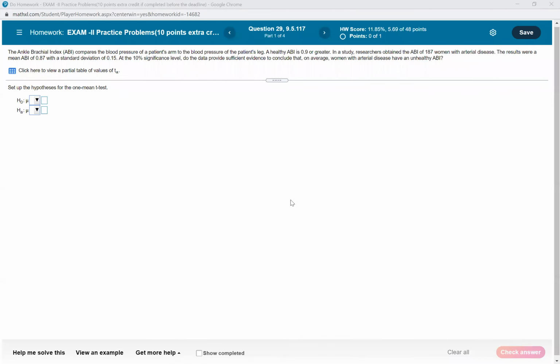Okay, so this is also a similar type of problem. This is also a t-test. But first, I can just tell you whether it is a right tail test or left tail test. So what do we want to see? The ankle brachial index, the ABI, compares the blood pressure. A healthy ABI is 0.9 or greater.